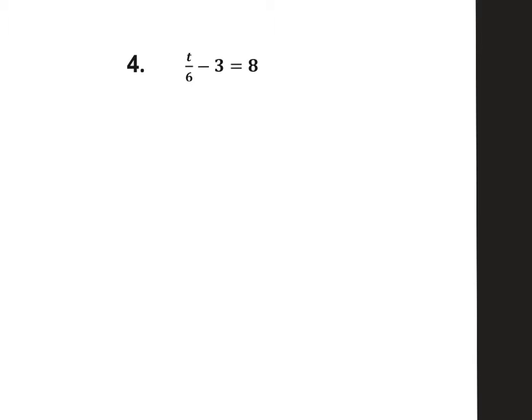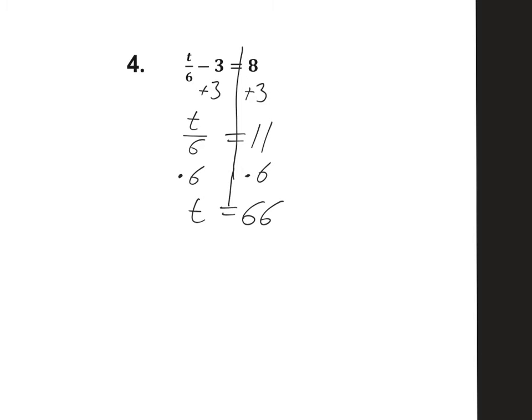What am I going to do now? I'm going to add 3 to both sides. So we have t over 6 equals 8 plus 3 is 11. How am I going to get rid of this 6? Multiply it or divide it? I'm going to multiply it. So I'm going to do times 6 times 6. So t equals 66.